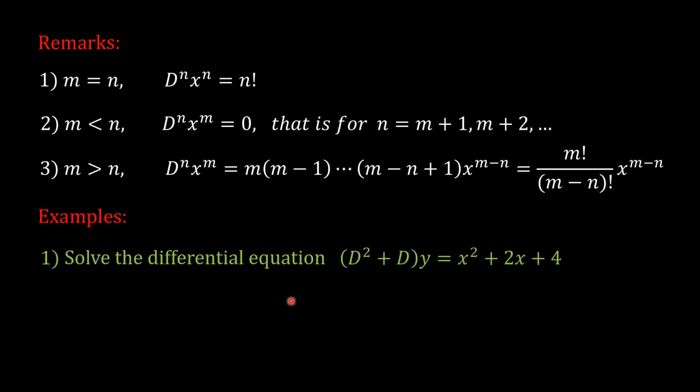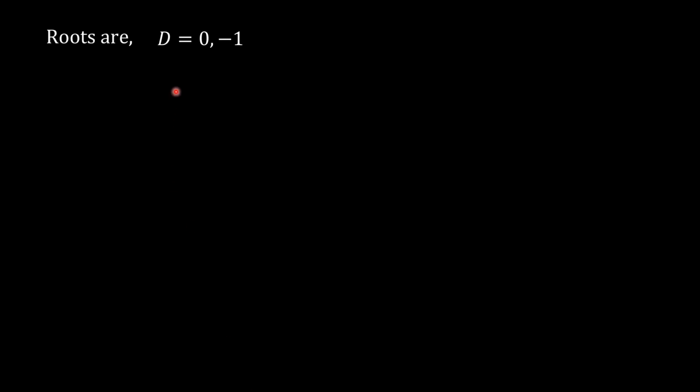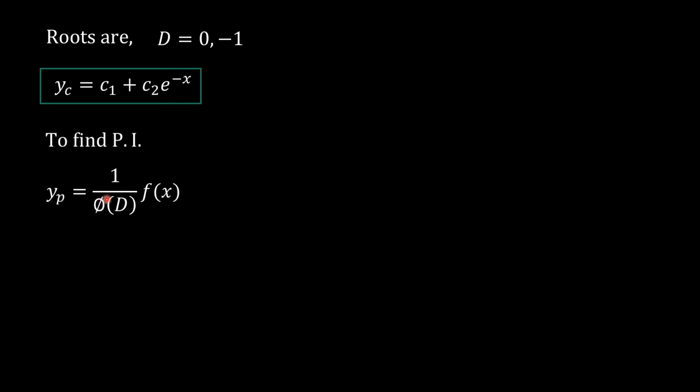Solve the differential equation D squared plus D of y is equal to x squared plus 2x plus 4. So the auxiliary equation is D squared plus D equal to 0. So the roots are D equal to 0, minus 1, and hence the complementary function is c1 plus c2 into e raised to minus x. This constant term c1 corresponds to the root 0. So this is the complementary function. Now we will go for finding the particular integral.